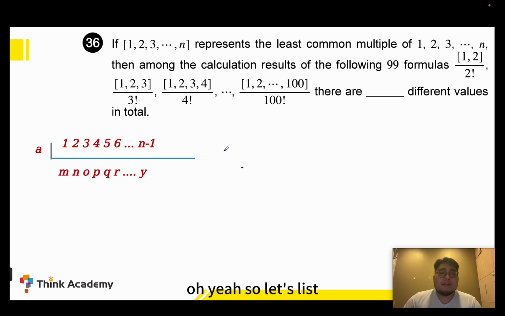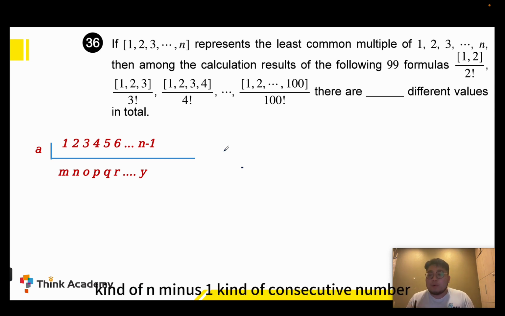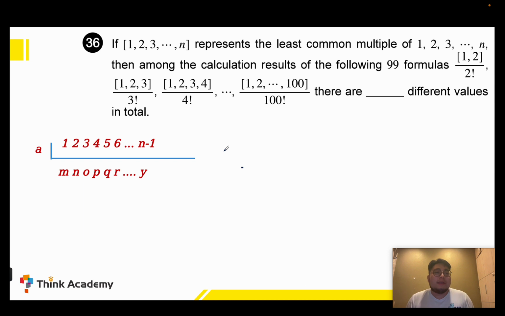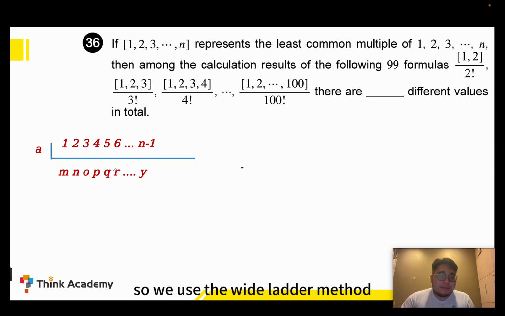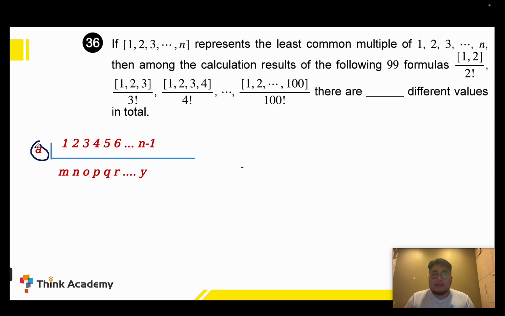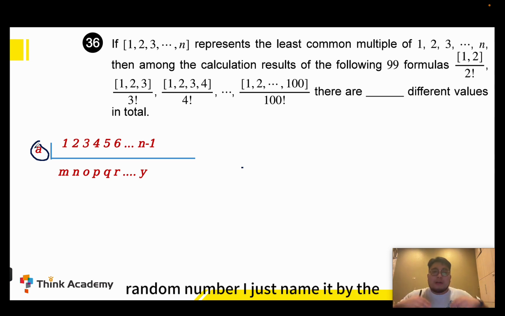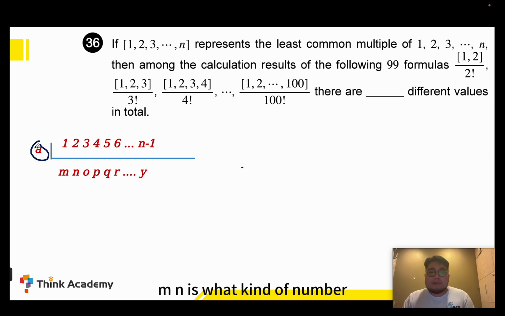So let's list 1, 2, 3, 4, up to n-1, this kind of consecutive numbers. We use the wide ladder method. A is actually the HCF of 1, 2, 3, 4, 5, 6 up to n-1. After we divide by A, the remaining parts are M, N, O, P, Q, R up to Y. These are just random numbers that I name by letters, because I cannot be sure what kind of numbers M and N are.